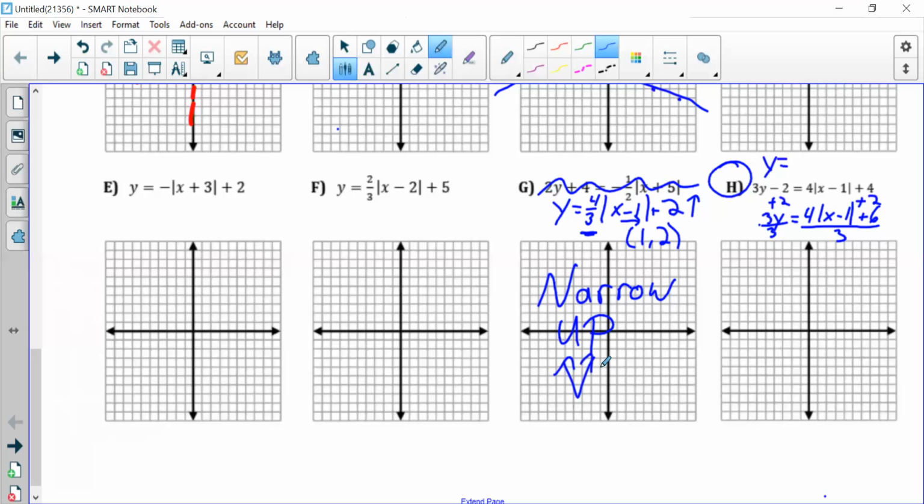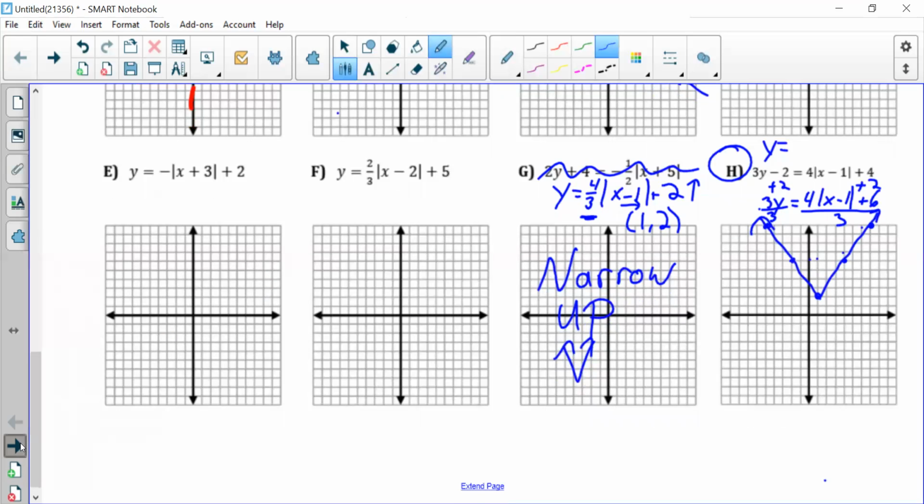All right, so let's start. Put my vertex first at 1, 2. My slope is 4/3, so I'm going to go up 4, 1, 2, 3, 4, and out 3, 1, 2, 3. I'm going to do the same thing on the opposite side. Go back to my vertex, go up 4, out 3. And then I can draw my line. All right, and that is really all there is to it.